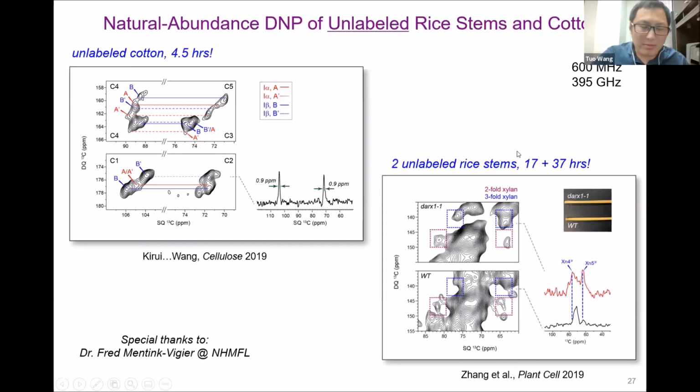With a total measurement time of 54 hours, we can probe the Xylan conformations in 2 unlabeled rice stems, as shown here, wild type and mutant. We can see that the mutant has enhanced the conformation of the threefold Xylan, which means the mutant promotes the interactions between Xylan and lignin, but reduces the Xylan-cellulose contact. All this information is obtained with a short measurement time of multiple days, and our friend, Dr. Fred Mentink-Vigier, is helping us with those experiments.